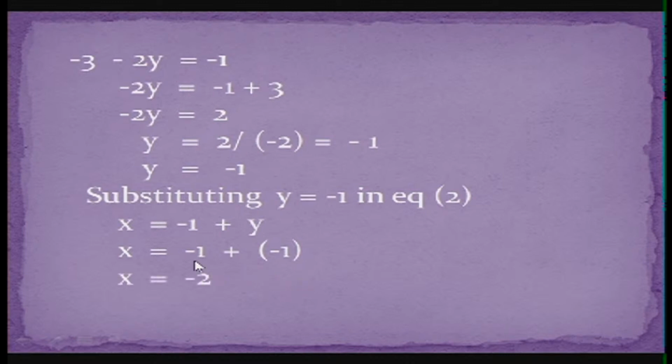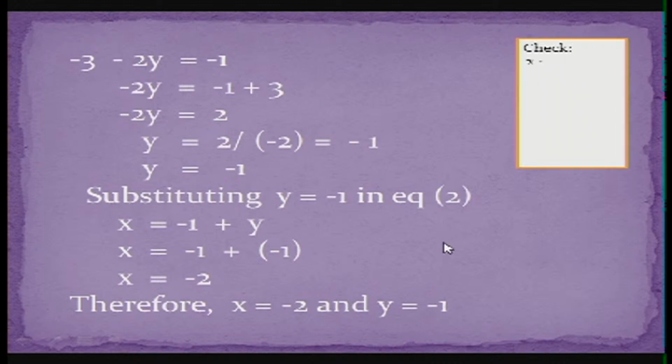Now, what do we get? Minus 1 minus 1 gives me minus 2. Therefore, x is equal to minus 2 and y is equal to minus 1 is the solution of the pair of linear equations given to us.